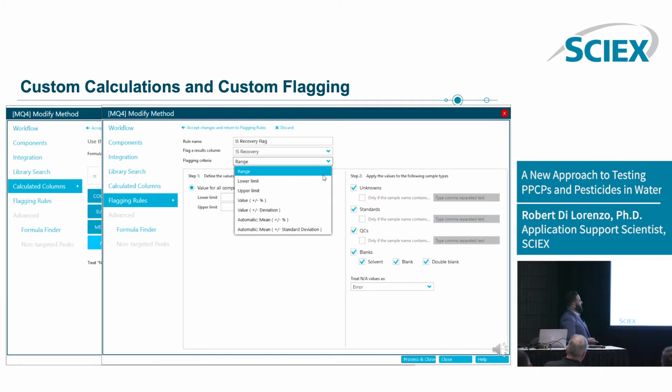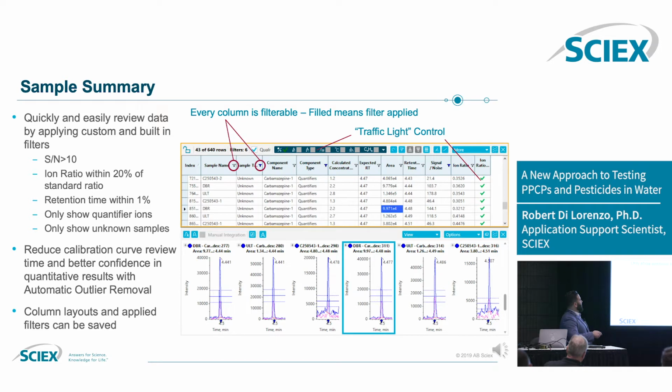So what you can do inside of your software is set up a series of flags inside of the columns. You can apply those flags, save them as a column set. So when you do your data review, you pull up your column set. Every single column can be filtered. Now I'm reviewing 43 rows of data instead of 640 rows of data.